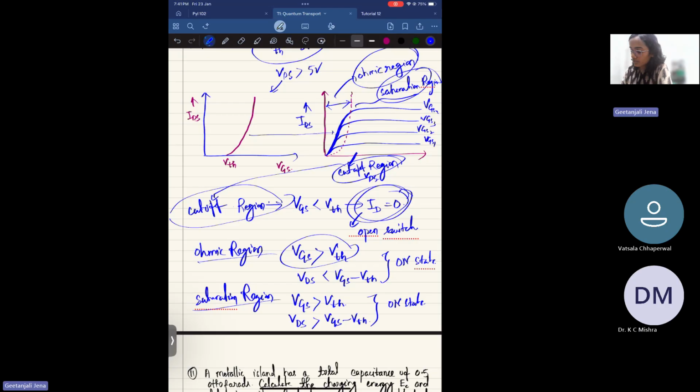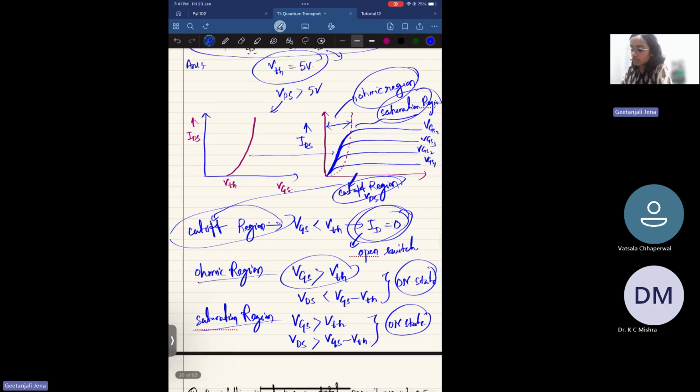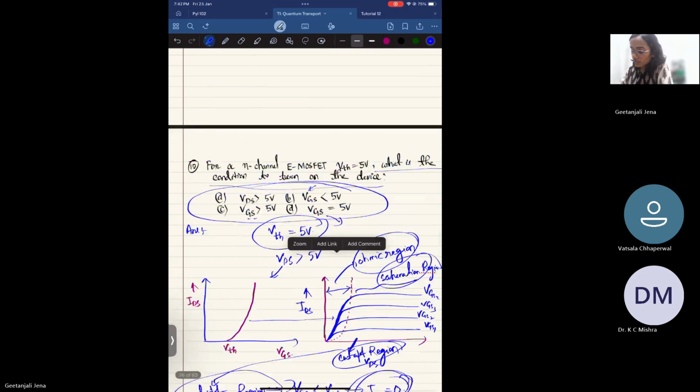Current is flowing through this MOSFET. So that means the condition to turn on the device is that VGS should be greater than the threshold voltage. So the answer would be option C.